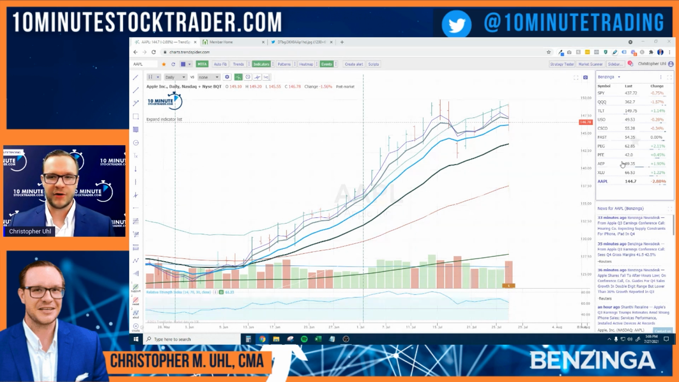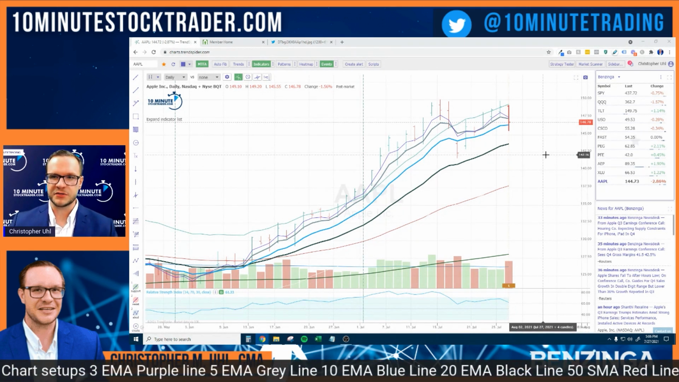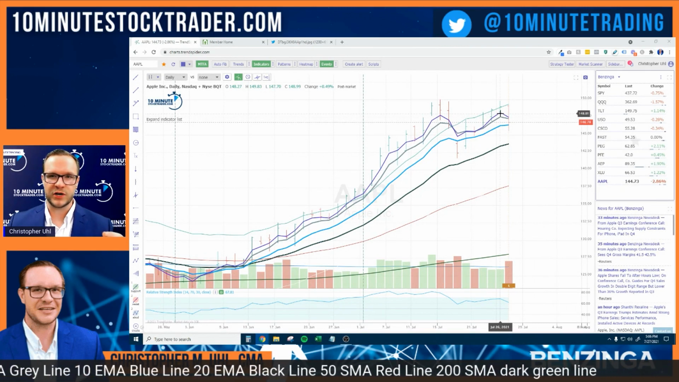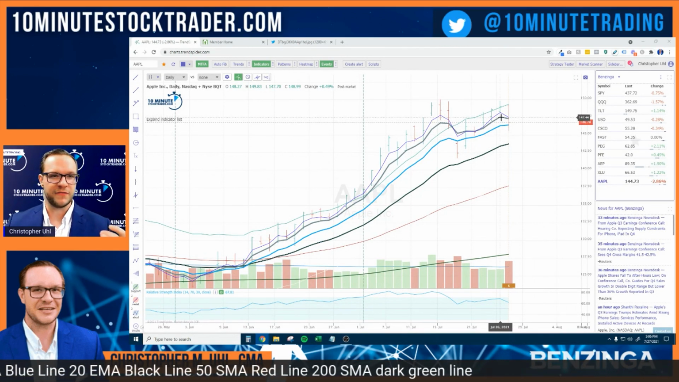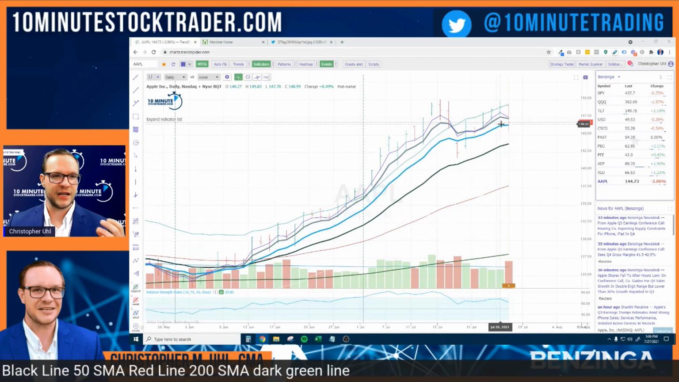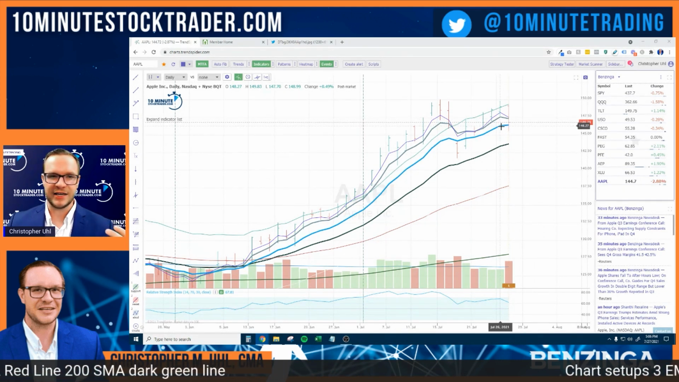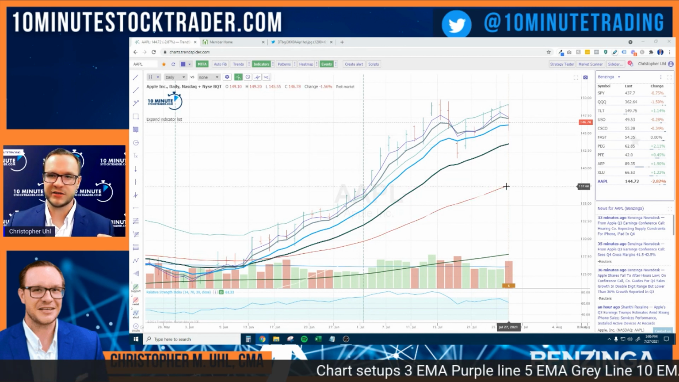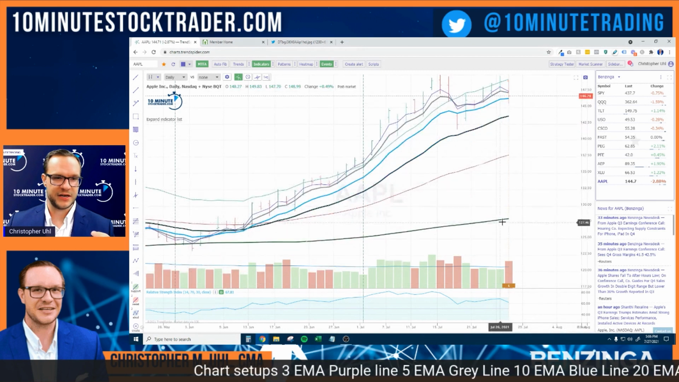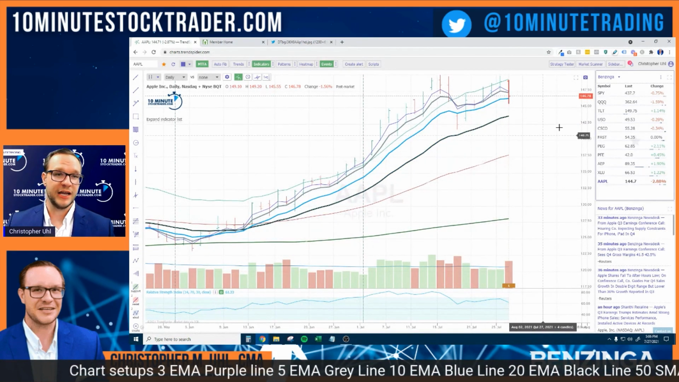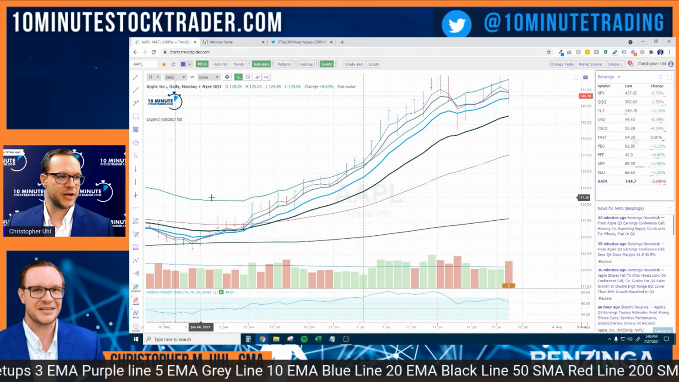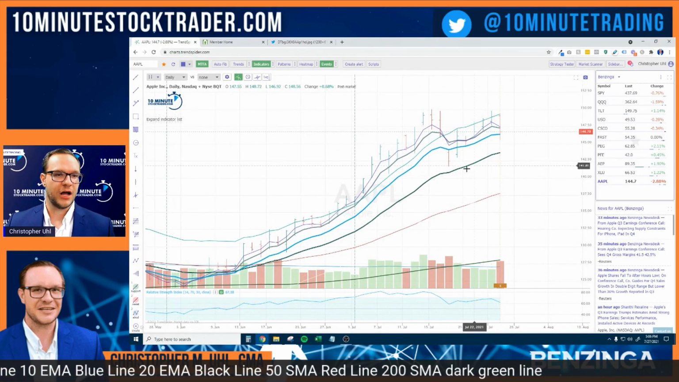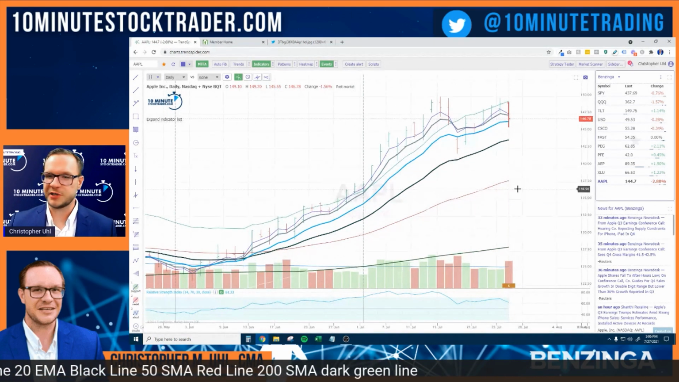So let's talk about how I break down my charts, and that'll help you understand as we get going into here. The purple line is our 3 exponential moving average. The gray line is our 5-day. The blue line is our 10-day. The black line is our 20-day. And this red line here is our 50-day. And below these guys down here, that's our 200-day. And finally, you'll notice there's one that kind of drags along the top. That is a 2 ATR channel above the 20-day exponential moving average.